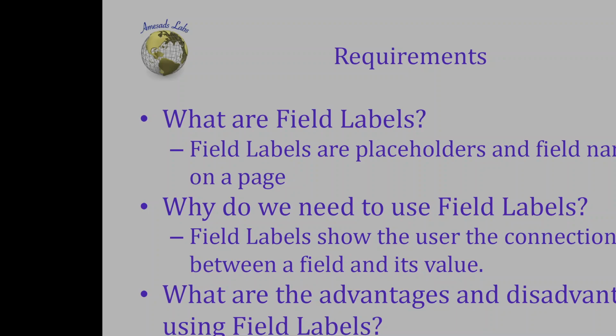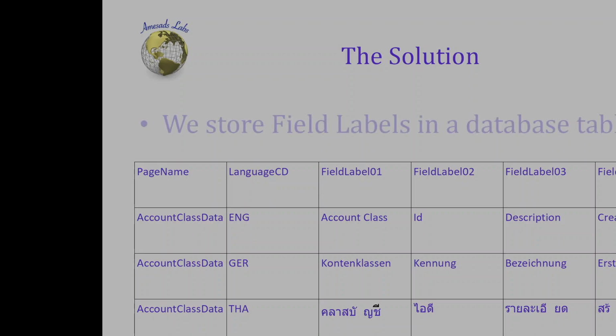So which language should we use? Of course, the user's language. Our solution is we create a table in the database. The first field is the page name, a key field. The second field in the table is the language code, a key field as well. And here we store the following data.